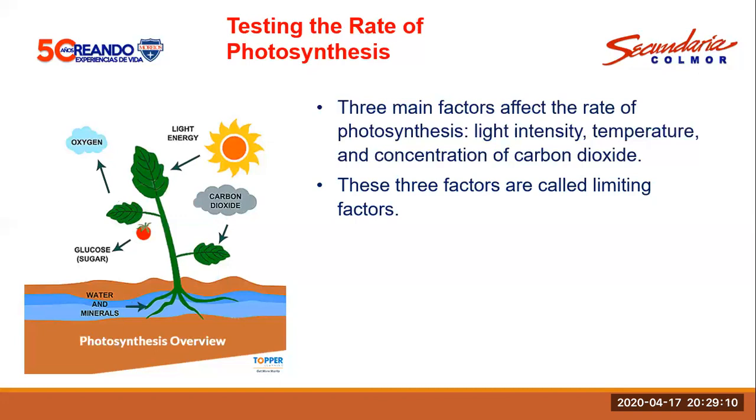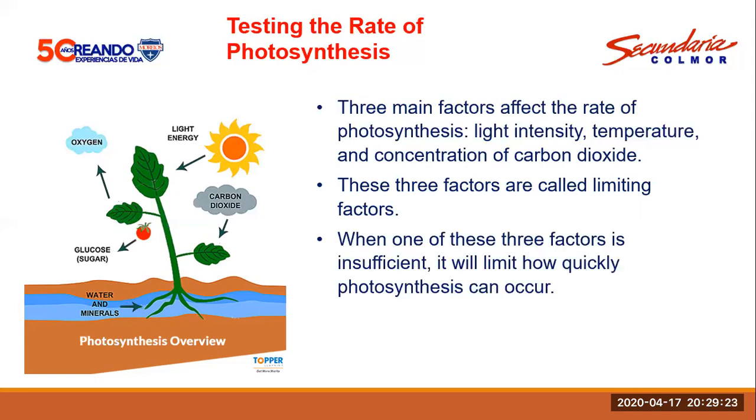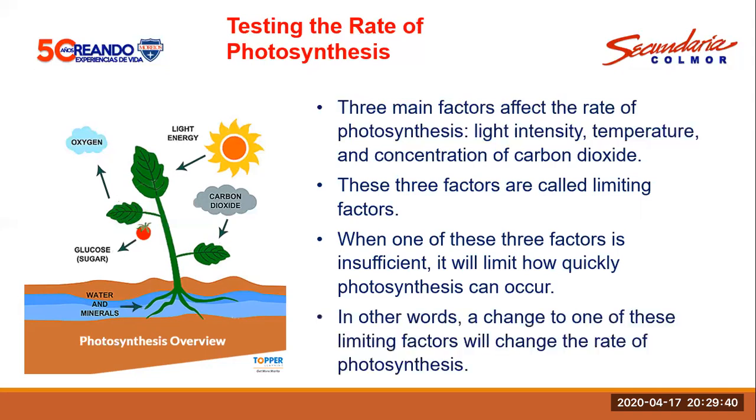So either of them, not only the light energy, not only the carbon dioxide, or not only the water, either is the limiting factor. When one of these 3 factors is not enough or insufficient, it will limit how quickly photosynthesis can take place, right? Only a change in one of the factors will have a consequence in the photosynthesis. So in other words, a change to one of these limiting factors will change the rate of photosynthesis. It will go either faster or slower.